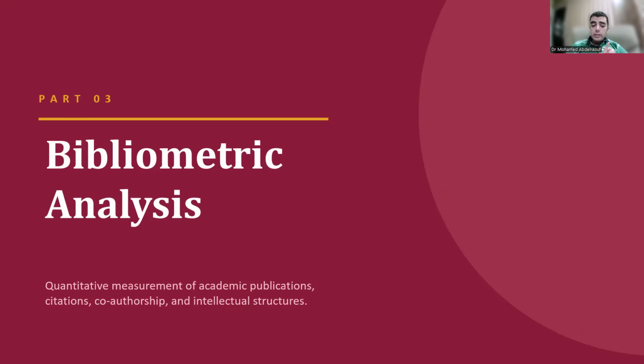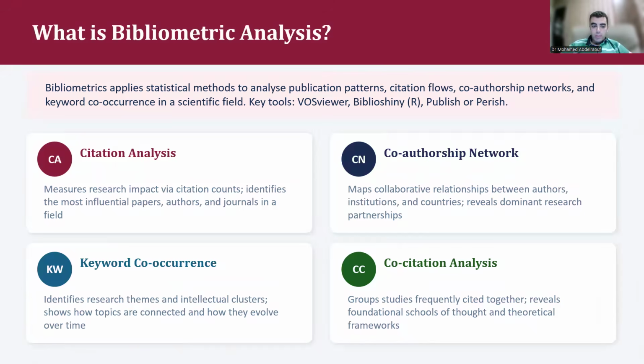So in the bibliometric analysis, the main idea is a quantitative measurement of academic publications, citation, co-authorship, and intellectual structures. It shows a diagram of connected nodes between papers. It applies statistical methods to analyze publication patterns, citation flows, co-authorship networks, keywords co-occurrence, and scientific fields. The key tools that we use are VOSviewer and Publish or Perish, but I really like to use VOSviewer because it's free and it's easy.